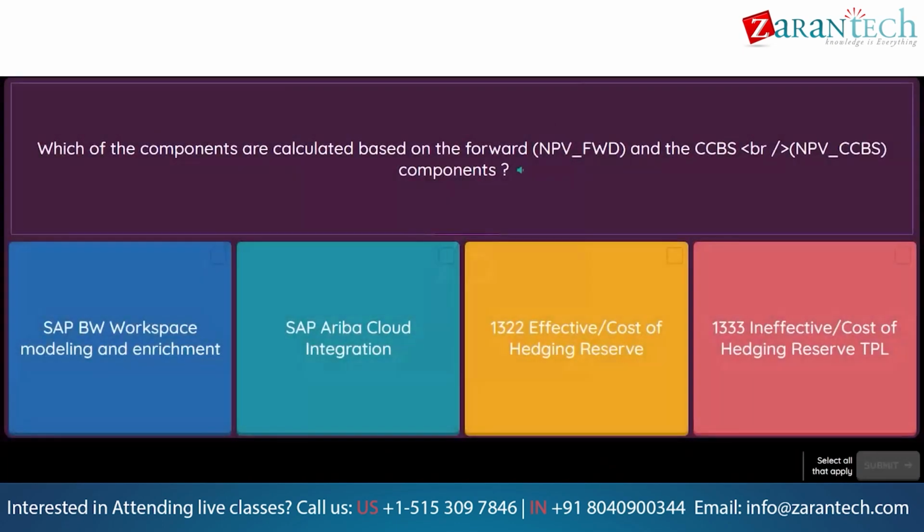Question: which of the components are calculated based on the forward, NPV_FWD, and the CCBS NPV_CCBS components? Option 1 SAP BW Workspace Modeling and Enrichment. Option 2 SAP Ariba Cloud Integration. Option 3 1322 Effective Cost of Hedging Reserve. Option 4 1333 Ineffective Cost of Hedging Reserve TPL.